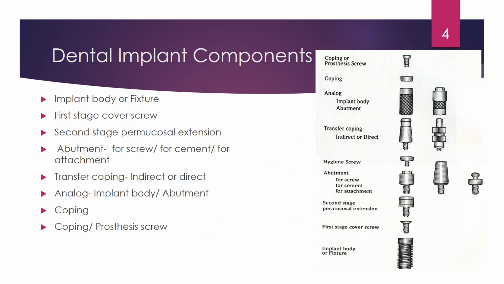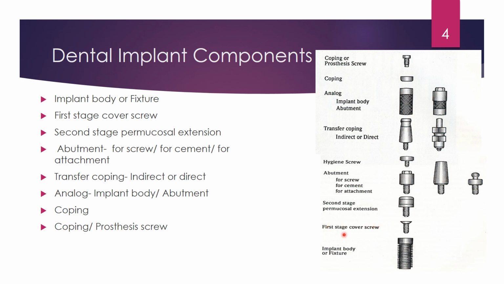All right, so let's come to the components of a dental implant. So here you can see the components. We are going to start from down and go up. Okay, so first is the implant body or a fixture. That is the portion of the implant placed inside the bone. Okay, so whatever you see inside the bone, that is known as a fixture.